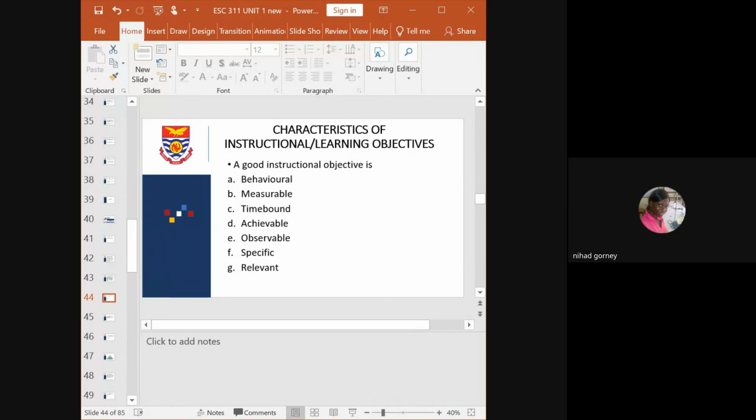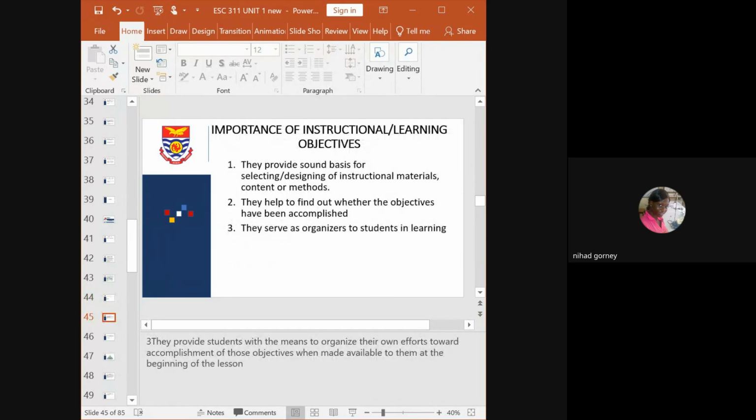Okay. Then, why is it important for us to have instructional objectives? We do need this because it provides us with a sound basis for us to select instructional materials, content and methods that will help us in our classrooms. So if we have an objective, it helps us by finding out which materials will be needed for this objective to be attained, which content or which methods will also be needful.